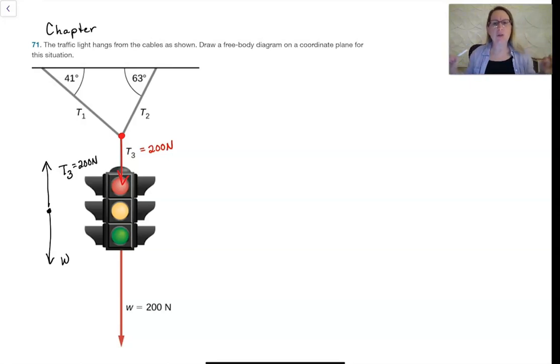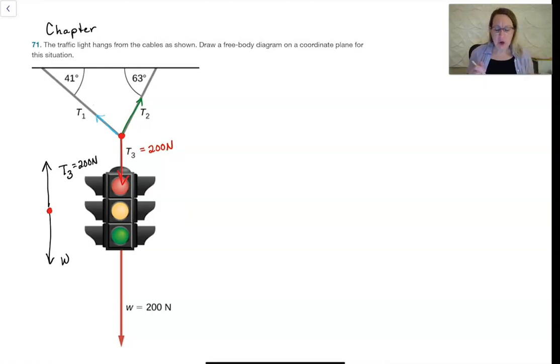That's the tension from that point. Remember, tension always points away from the object. So while we're looking at the traffic light, the tension value points up. From this knot, the tension points down. And then we have T2 pointing this way and T1 pointing off in that direction. So this is T1 and T2.